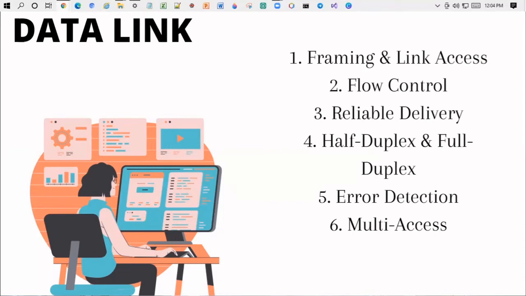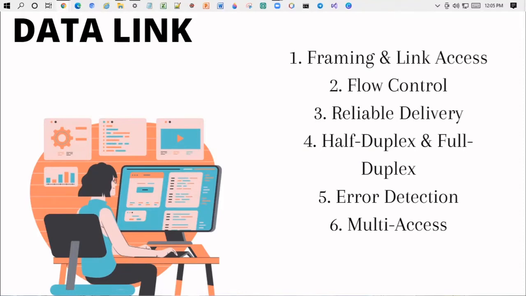The data link layer has 6 functions also. First is framing. Framing is a function of the data link layer. It provides a way for a sender to transmit a set of bits that are meaningful to the receiver. Next is flow control. It is a set of measures taken to regulate the amount of data that a sender sends so that a fast sender does not overwhelm a slow receiver.